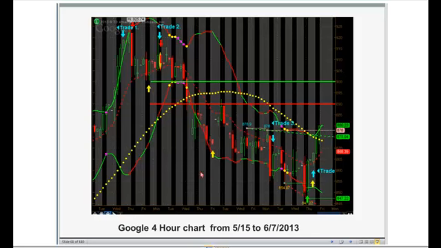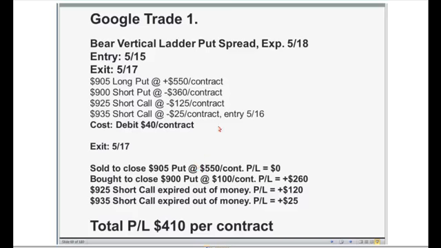So kind of a summary. I will also take advantage of the time decay, and sometimes I'll do what are called ladder spreads, where if you're doing a vertical spread, you'll sell another strike above or below. So this was a bear vertical ladder put spread, entered on the 15th, exit on the 17th, and basically was long the 905 puts, short the 900 puts. And then also I was pretty aggressive.